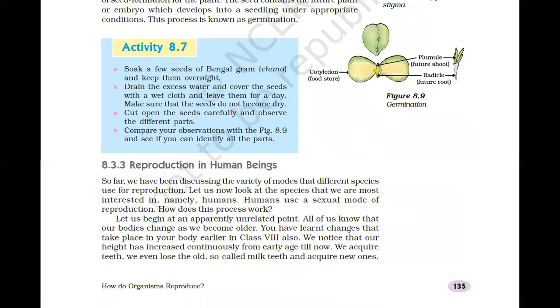Make sure that the seeds do not become dry. Cut open the seeds carefully and observe the different parts. Compare your observations with figure 8.9 and see if you can identify all the parts.